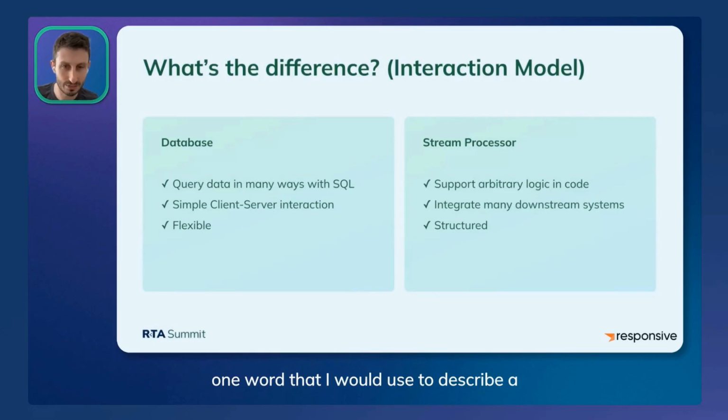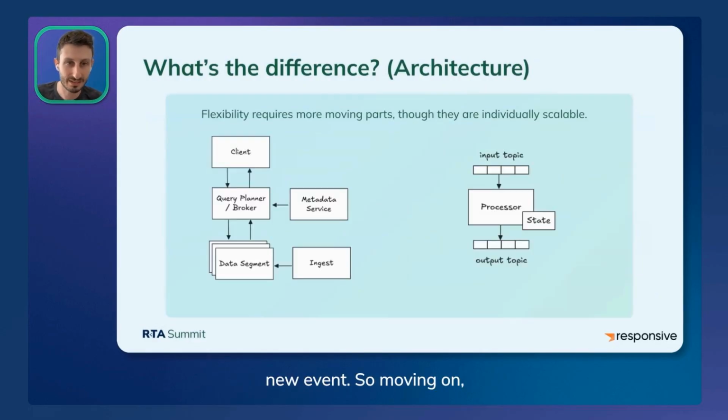And I think the one word that I would use to describe a stream processor is structured processing. Compared to the very flexible processing of a database, a stream processor is very structured. You code it up and that contract is all written in code, and you'll keep executing that one piece of code on a loop every time you get a new event.